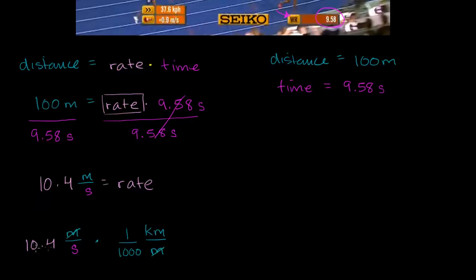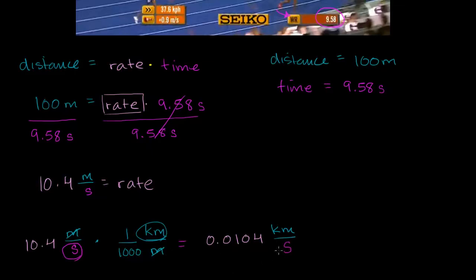And then the numbers, you get 10.4 divided by 1,000. If you divide by 10, you're going to get 1.04. You divide by 100, you get 0.104. You divide by 1,000, you get 0.0104. So that's just 10.4 divided by 1,000. And then our units are kilometers per second. So that's the kilometers, and then I have my seconds right over here. Now, let me write the equal sign.